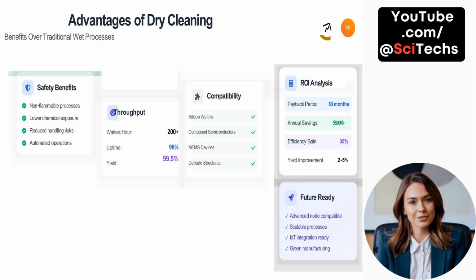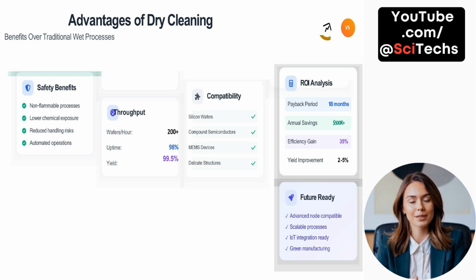In terms of throughput, dry cleaning excels by processing over 200 wafers per hour. With an impressive 98% system uptime and a yield rate of 99.5%, it supports consistent, high-volume manufacturing with minimal downtime or defects. Compatibility is another strength. Dry cleaning is effective on silicon wafers, compound semiconductors, MEMS devices, and delicate structures, making it versatile across diverse applications.